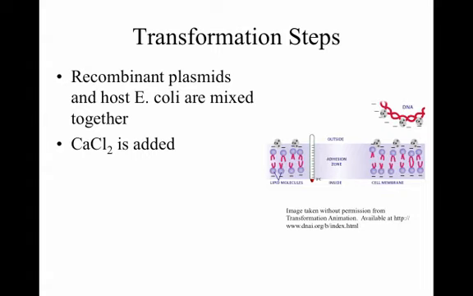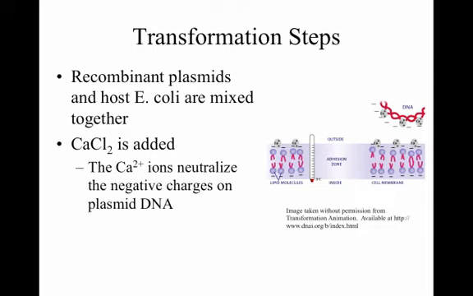Second, we're actually going to add calcium chloride solution, sometimes called transformation solution. Calcium chloride is going to be helpful because it dissociates and becomes calcium and chlorine ions. And the calcium ions in this case are the important part. Remember, DNA is negatively charged, so that plasmid DNA has a negative charge on it. The calcium ions can actually neutralize the negative charges on the plasmid DNA. And that's going to be important because that's going to help the plasmid enter the membrane.